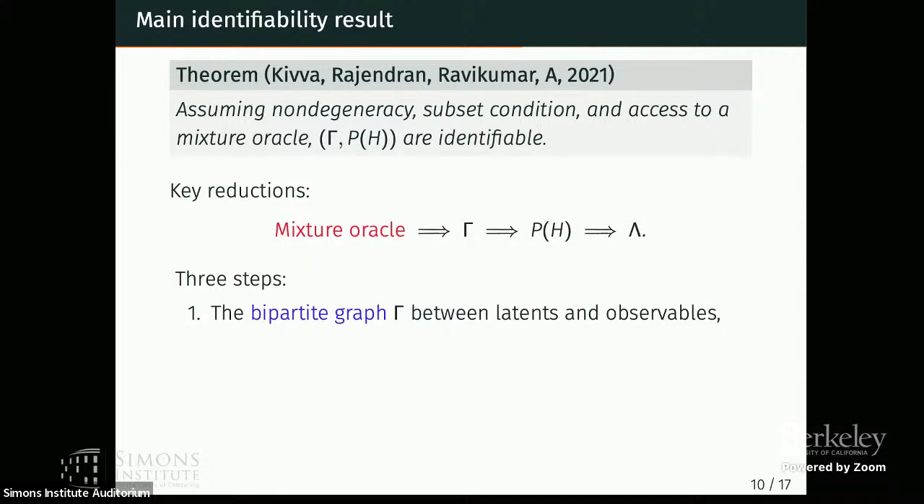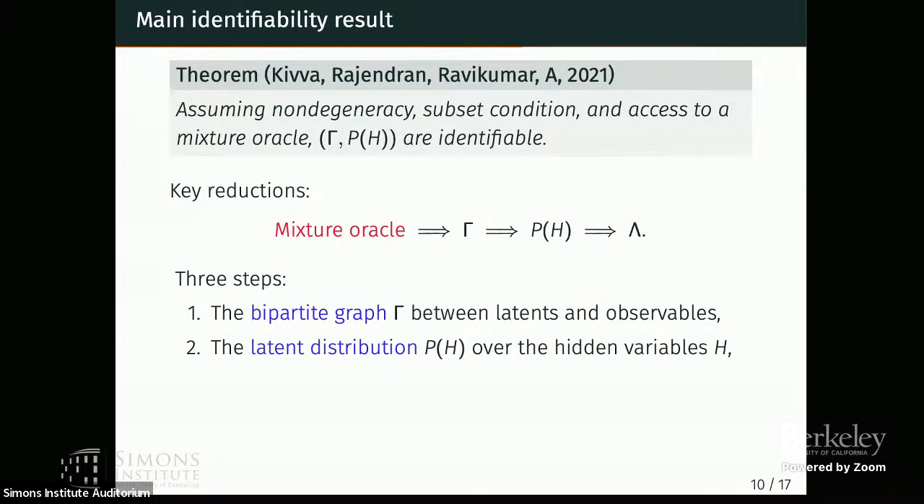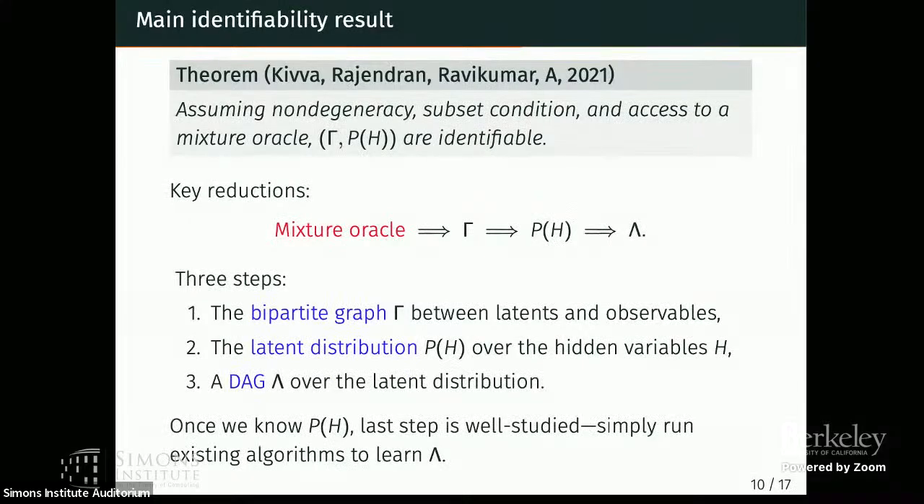All you need is to figure out the orders of the induced mixture models. From the bipartite graph and the mixture oracle, I will show you how to learn the latent distribution over the hidden variables. And from here, I claim it's a well-studied problem to figure out the causal graph. So you make some identifiability assumption. It could be faithfulness, it could be LiNGAM, it could be equal variances, whatever you like. Once you know this latent distribution, learning the causal graph reduces to a fully observed causal discovery problem.